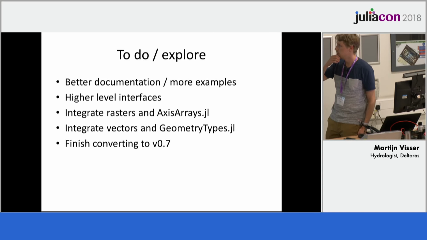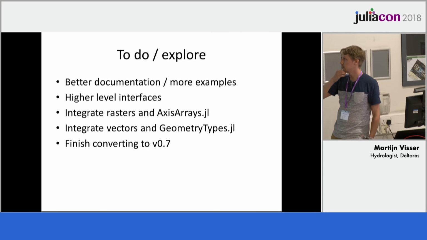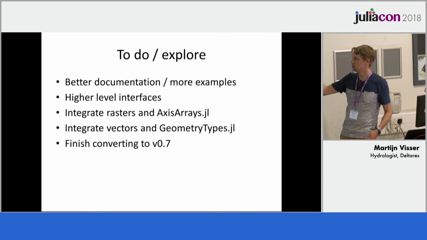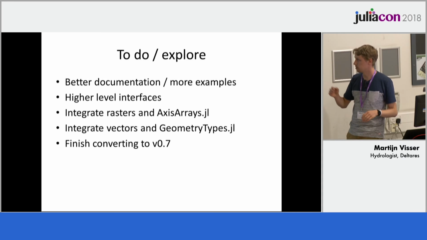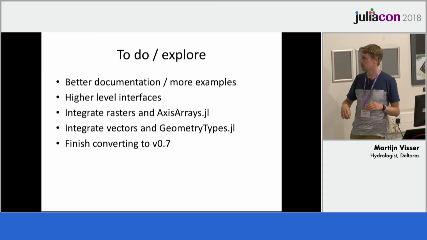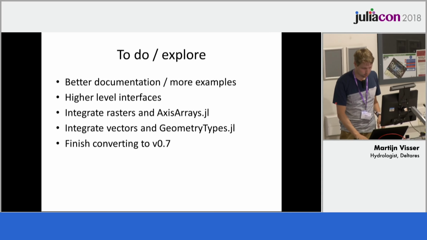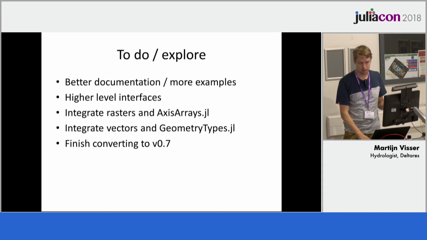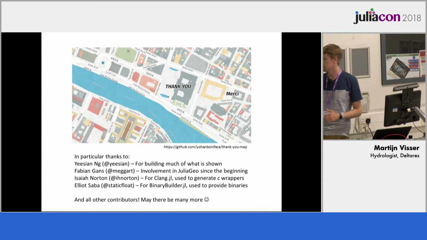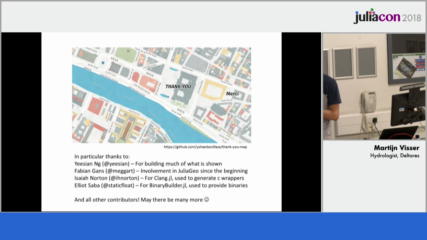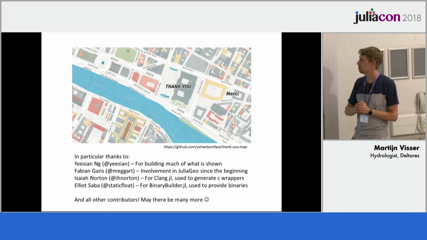Plenty more things to do. We want to make it easier to integrate with rasters with pure Julia functionality. For instance, axis arrays, we can just attach the X and Y axis, something to investigate. And we're not quite done yet with finishing converting to 0.7, but we'll get onto that very soon. And thanks to Yishian, Fabian, Isaiah, and Elliot for a lot of things that I'm presenting.